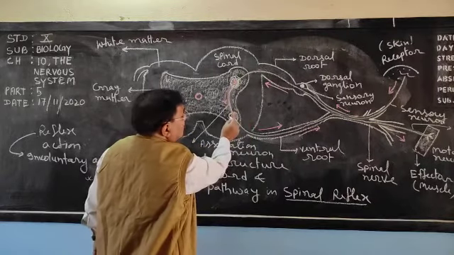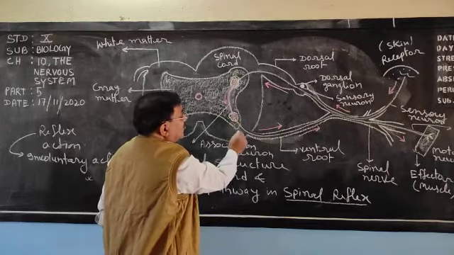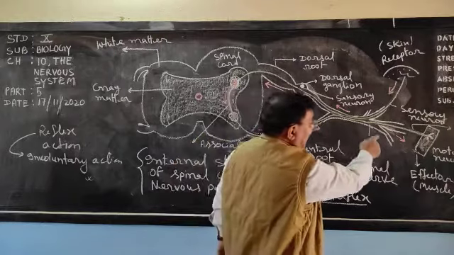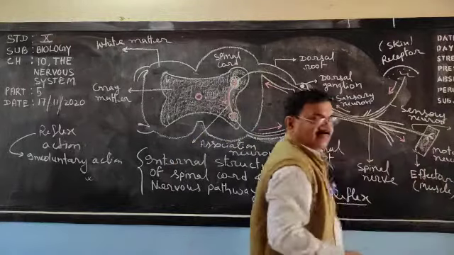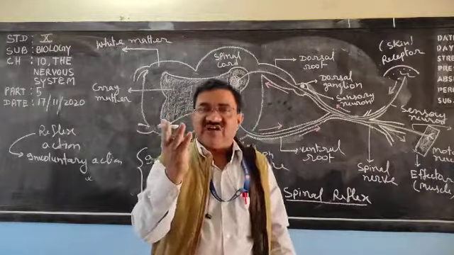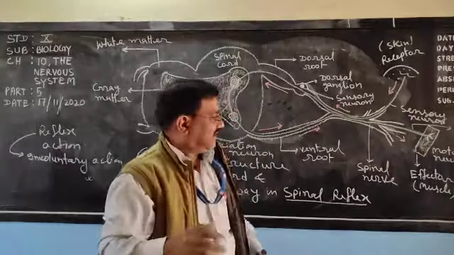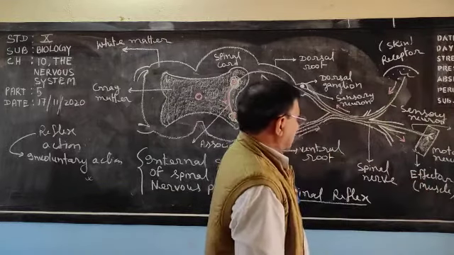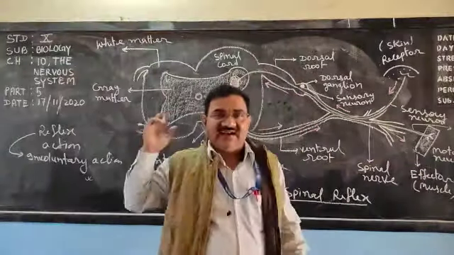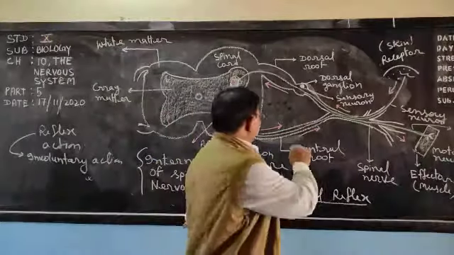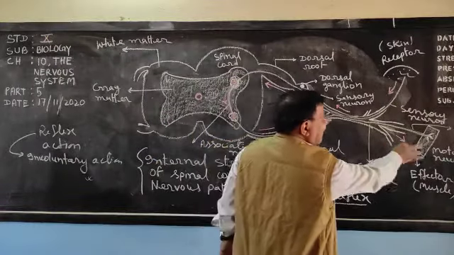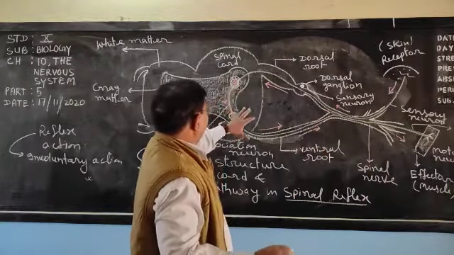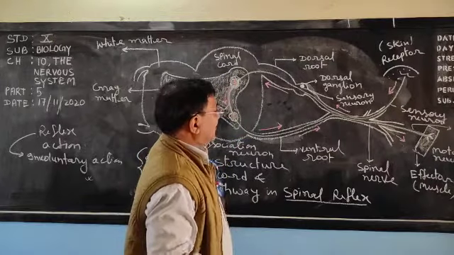And again it will go to the motor neuron, and the motor neuron will bring the impulse back to the effector. The effector may be a muscle or a gland. Suppose it is returning to the effector muscle, and the muscle is contracting and I will remove my hand. This impulse is brought by the motor neuron. Very clear? So sensory neuron, motor neuron and association neuron we have understood.